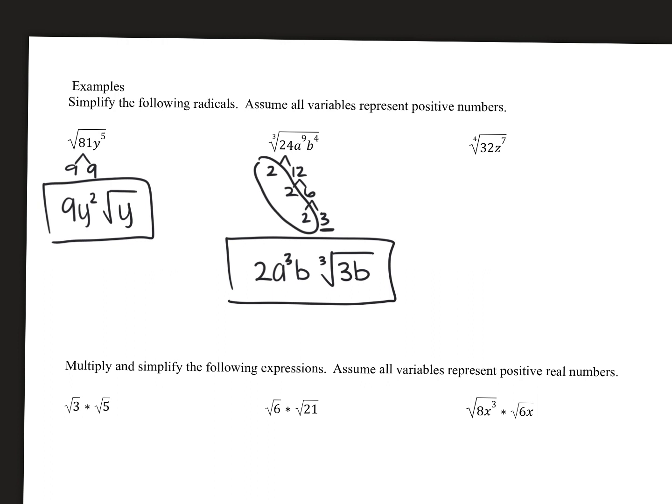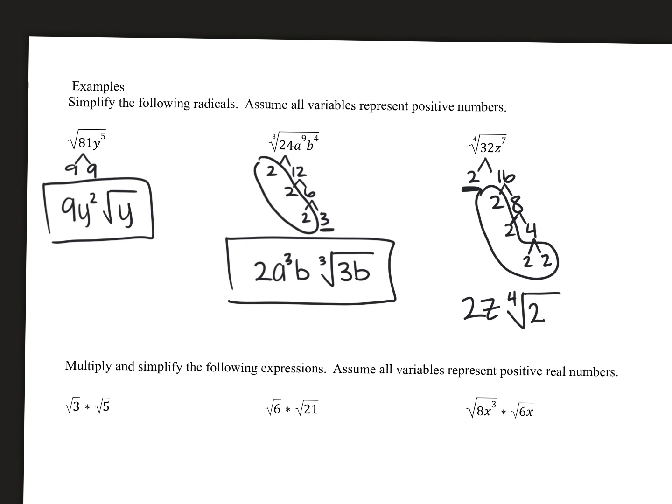Last one, 4th root of 32 z to the 7th. So 32 is 2 and 16, which is 2 and 8, 2 and 4, 2 and 2. So I have 4 2's, so I'll have a 2. There is 1 group of 4 in 7, so then just a z. Underneath the 4th root, I have a 2, and I'm going to have 3 z's left over.